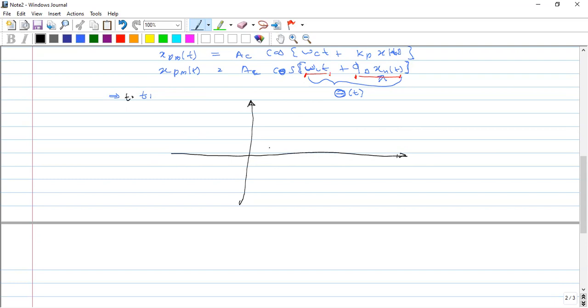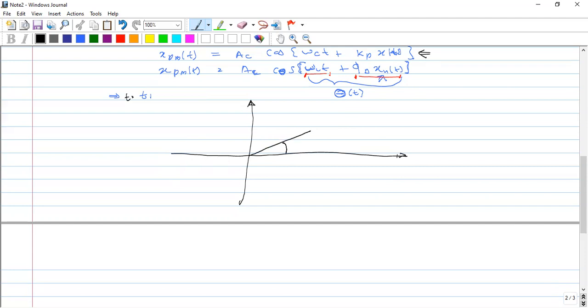So normally in a phasor diagram, we mark the angle here. We have to draw the angle here. You can see that the angle consists of two parts: omega c t and delta phi x normalized t, or kp x t. We will use this one as usual. So it is like this.